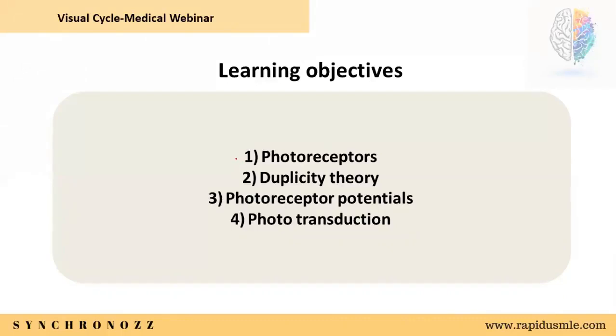At the end of the session, you will understand what the different types of photoreceptors present are, what the duplicity theory is, and what photoreceptor potentials are. That means what is the basic difference between an all or none action potential versus a graded potential, and let us also try to understand what phototransduction is in detail.